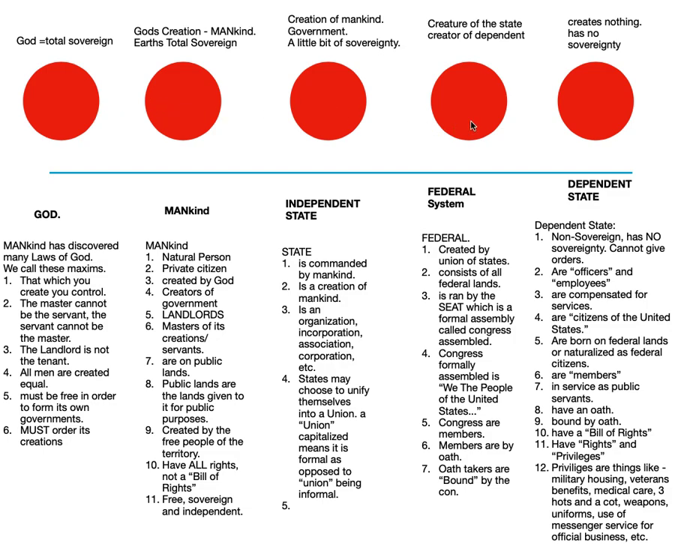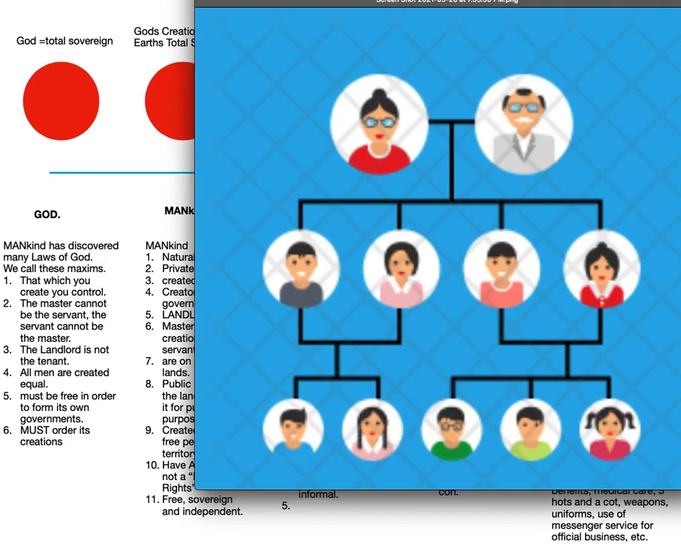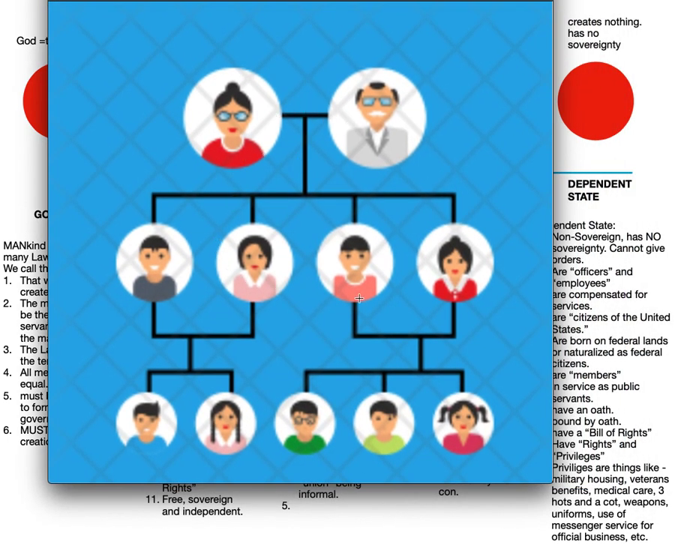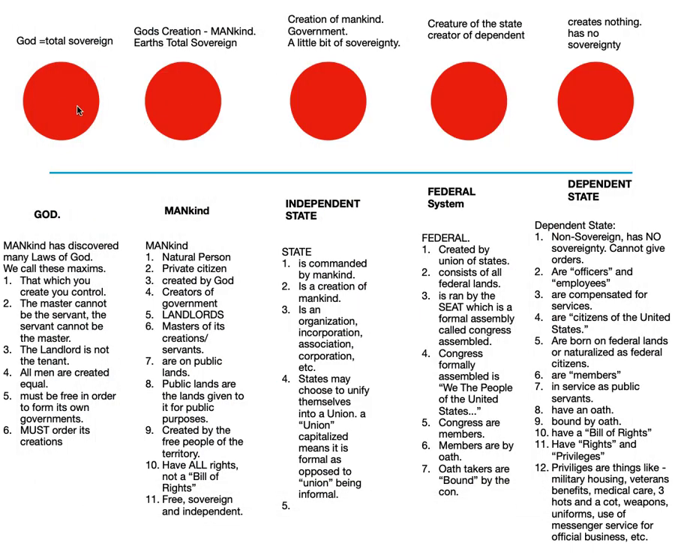Think about this hierarchy, this structure being somewhat similar to the family structure. That which you create, you control. Once these get to age of majority, they control their creations, but they're always still under whatever created it. Creator created, creator created, creator created, end.